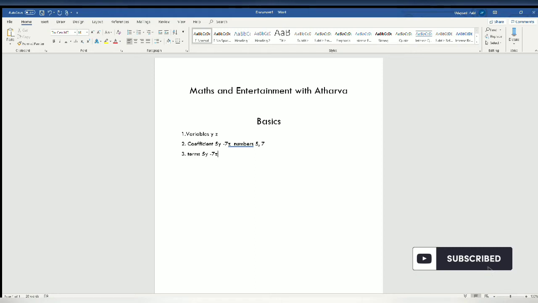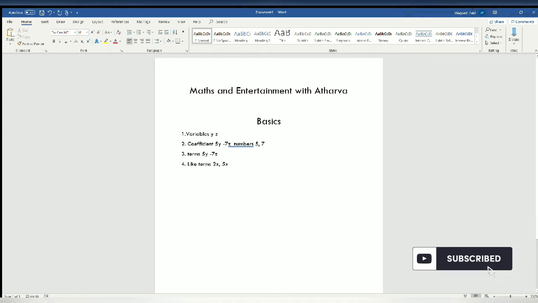So next we are going to learn like terms. The terms which have the same variables with the same powers are called like terms. So for example, 2x and 5x is an example of like terms.